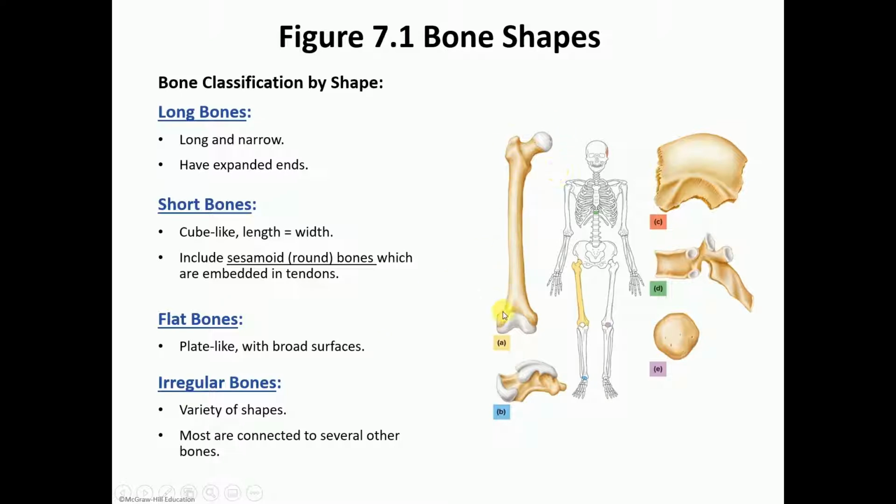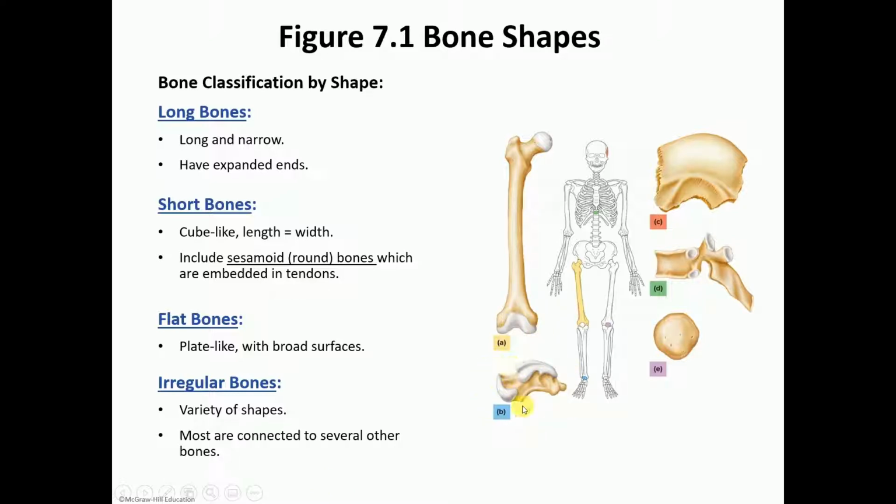For long bones, well, those are long and narrow, and then they have these expanded ends. These ends are going to articulate or make a joint with other bones. So you'll find that these ends are covered with a cartilage, and that cartilage is known as an articular cartilage. Articular is just a fancy term for joint. So that means that these pieces of cartilage are going to be parts of joints.